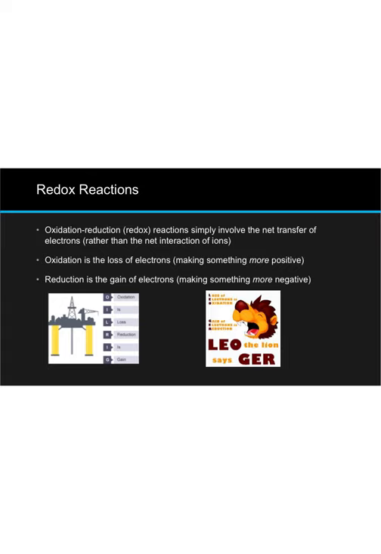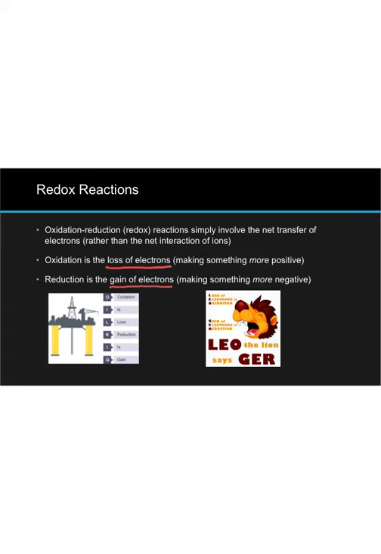Electrons are transferred from a substance that gets oxidized, or loses electrons, to a substance that gets reduced, or gains electrons. So a redox reaction is just a shortened term of oxidation-reduction, which in turn are fancy terms for the loss of electrons and the gain of electrons respectively.